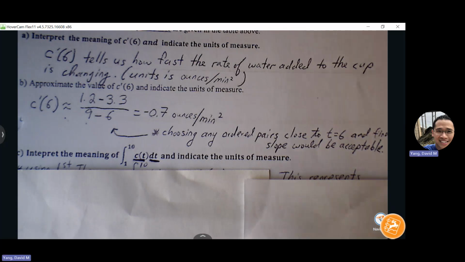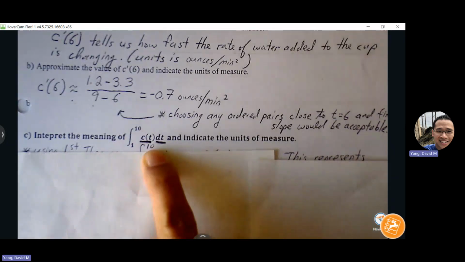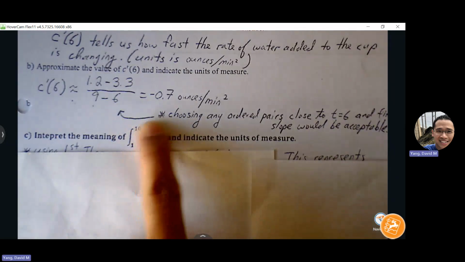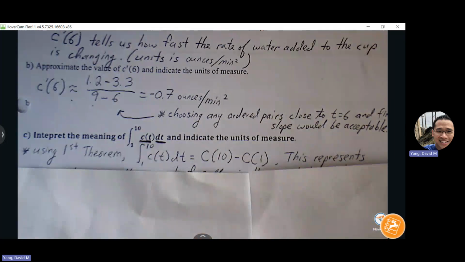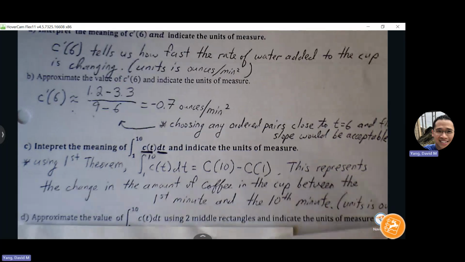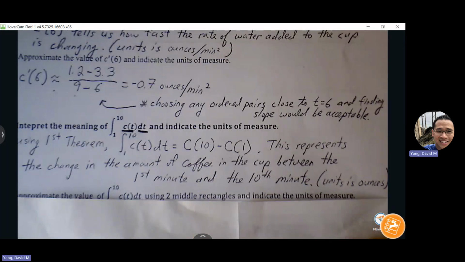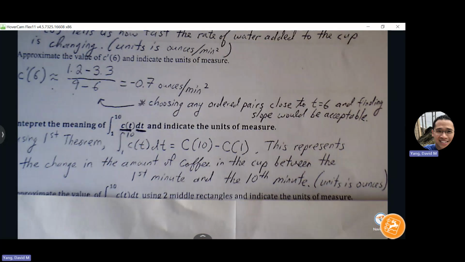So what does this mean? The integral from 1 to 10 of C of t dt, that means we're accumulating these rates of water being added. Ultimately, this is going to tell us how much water has been added between the 1st and 10th minute, or the change in the amount of coffee in the cup between the 1st and 10th minute. In this case, water is being added to the cup, so this is telling us how much water is being added to the cup between the 1st and 10th minute.